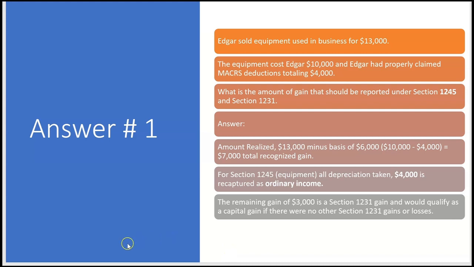would qualify as a capital gain if there were no other Section 1231 gains and losses for this company or for this individual. So notice the total gain was $7,000, and all $7,000 is going to be taxed. $4,000 of it is going to be taxed as ordinary income, the other $3,000 as a Section 1231 gain. In the best case scenario for that $3,000, it may be eligible for long-term capital gain. But we don't know yet. Right now, all we know is that it's a Section 1231 gain.